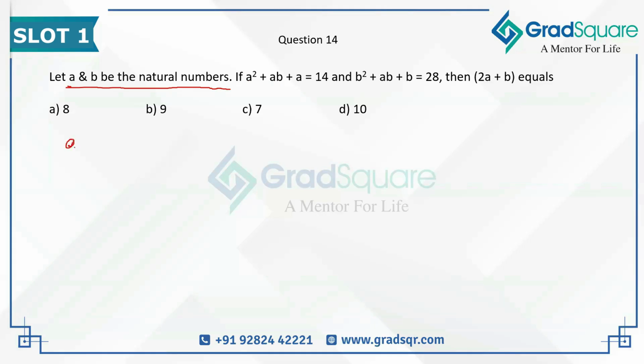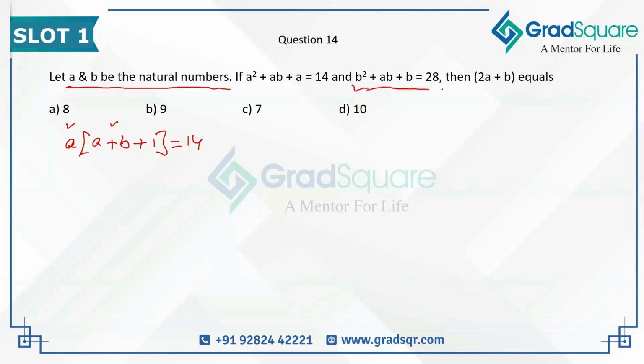I can see a is a part of every term, so I'm taking a common. So what am I getting? a times (a plus b plus 1) should be equal to 14. Remember, a and b are natural numbers, so integers are what we are talking about. So one thing I can understand is that the value of a and the value of the bracket must be integers, and if they have to be integers, then both a and a plus b plus 1 must be factors of 14. That's one thing I can understand.